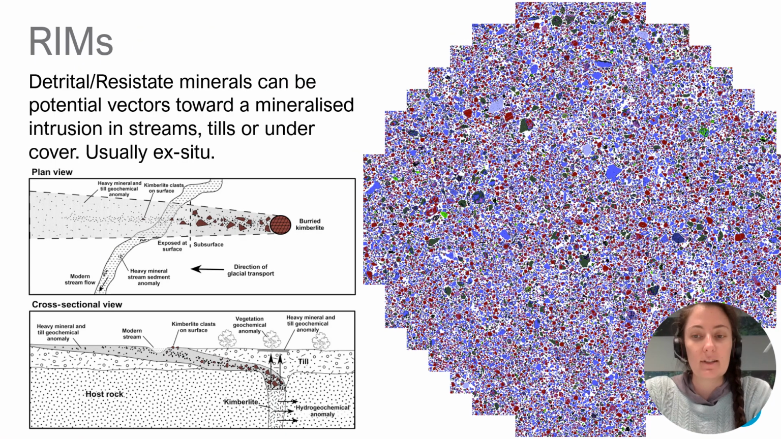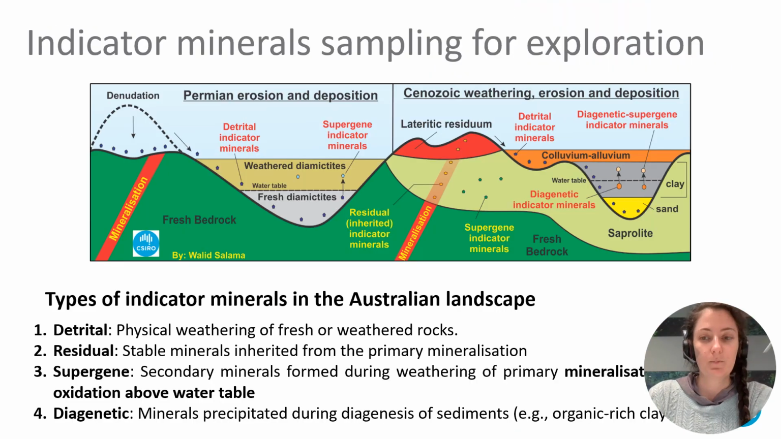Indicator minerals can be resistate in nature. This means that they survive weathering and transport, are usually found at the surface, but can be found in transported sediment above mineral deposits as well. And they give you clues to what resources might be nearby, and usually can act as some sort of vector back toward the mineral deposit. We are not looking at just indicator minerals at the surface, but also indicator minerals that can be within regolith profiles or within covered transported sediment terrains as well.